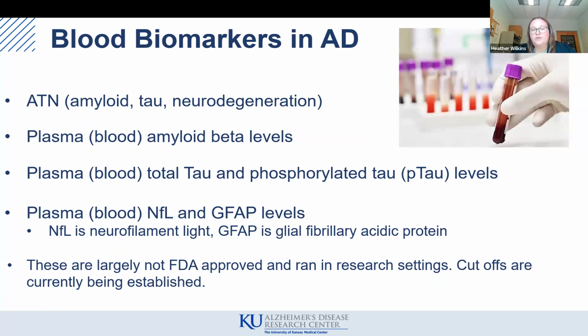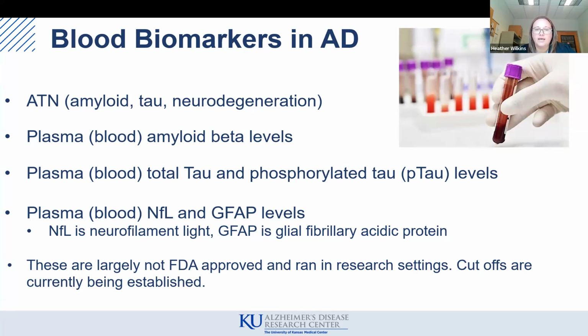Now, for blood biomarkers in Alzheimer's disease, these aren't as well established. So again, we follow the ATN framework of amyloid, tau, and neurodegeneration. So we can look at plasma amyloid levels, plasma total tau, and phosphorylated tau levels. And then to measure the N, or the neurodegeneration, we can measure two different markers. One is called NFL, not like the football, not the National Football League, but it's called neurofilament light. And then the other one is called GFAP, which is known as glial fibrillary acidic protein.